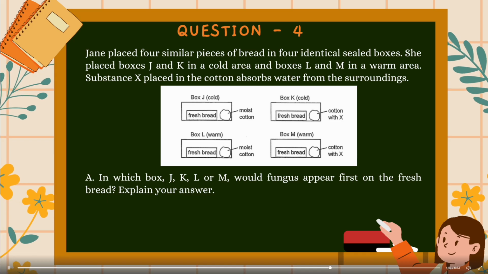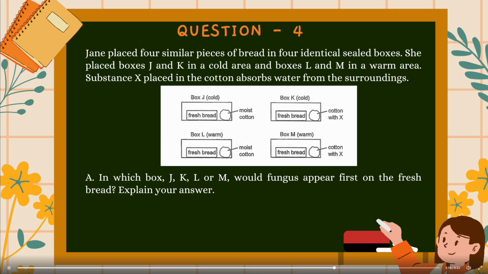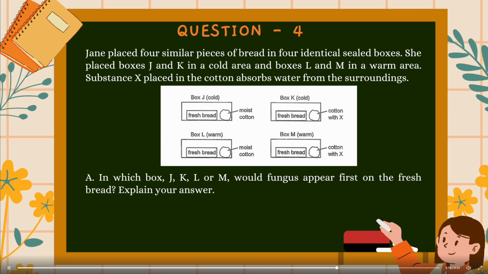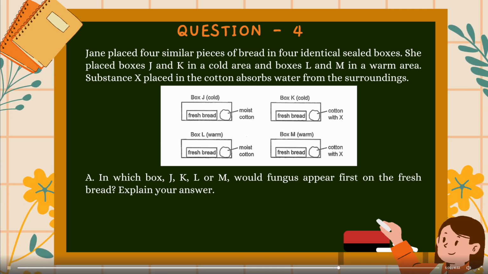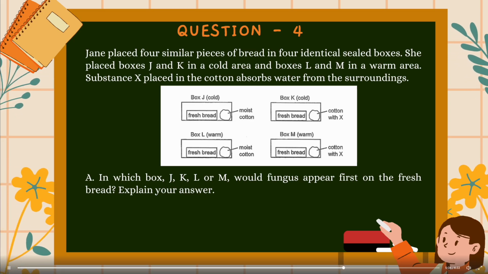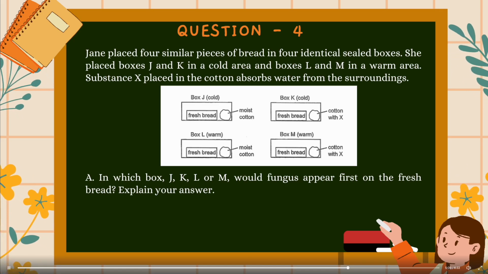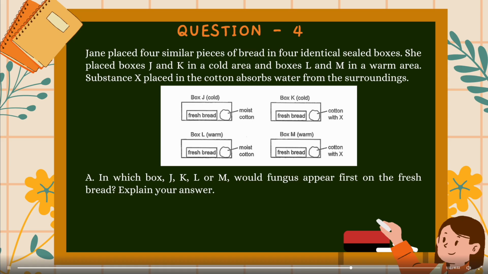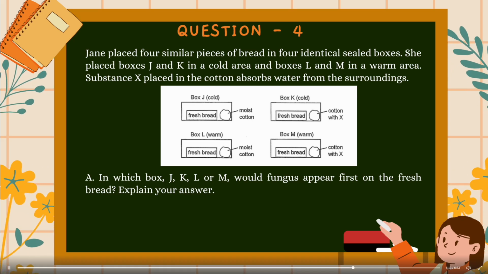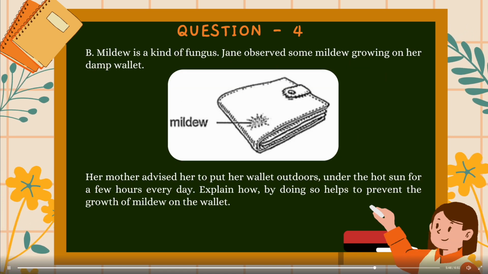She placed boxes J and K in a cold area and boxes L and M in a warm area. Substance X placed in the cotton absorbs water from the surroundings. A. In which box J, K, L or M would fungus appear first on the fresh bread? Explain your answer. B. Mildew is a kind of fungus.